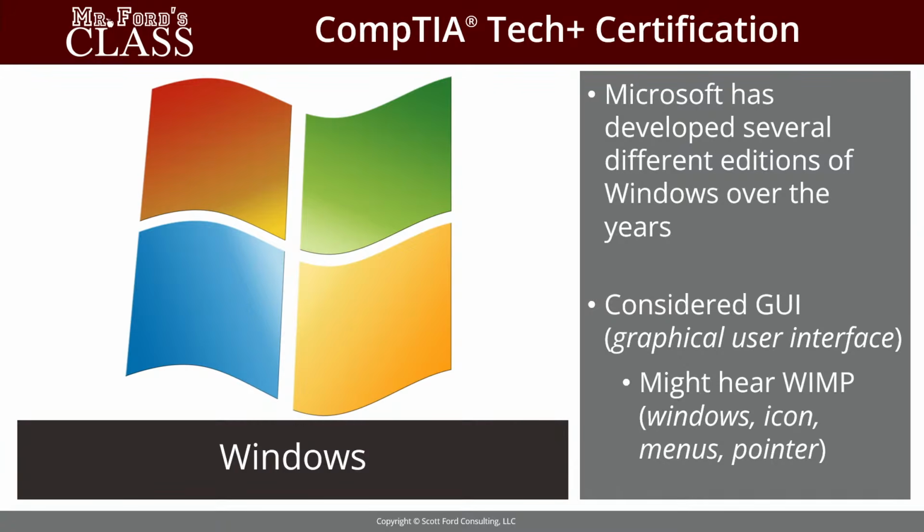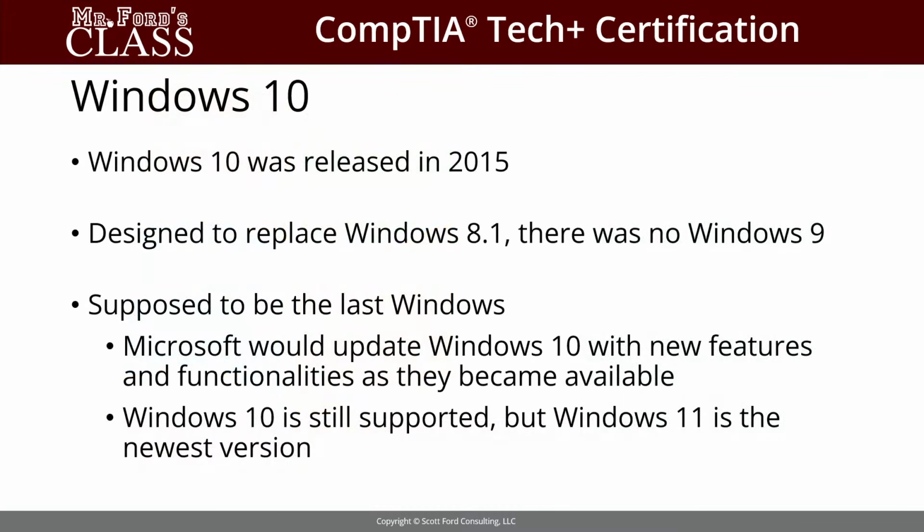So Windows, I think everybody's familiar with Windows. It has several different editions of Windows over the years. It's considered something called a GUI, which stands for Graphic User Interface. You might also hear the term WIMP, which stands for Windows Icon Menu and Pointer. And this is kind of what caused operating systems to blow up, was the graphic user interface, because before then it was all text-based. Windows 10 was released back in 2015.